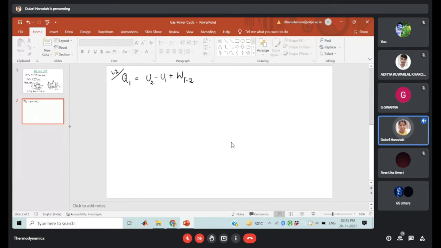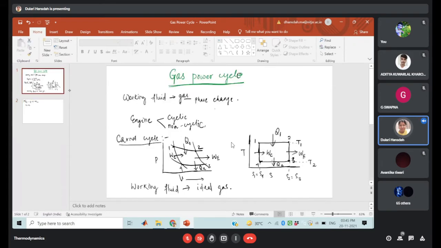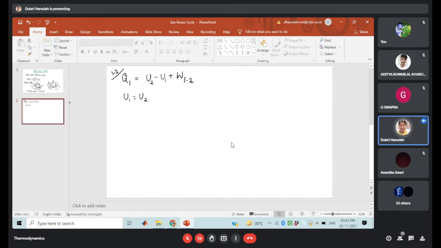So in this case, U2 minus U1, both will be equal, that is U2 equal to U1 for the ideal gas. What is the reason? In this case, your temperature is constant, right? T1 is constant. So temperature is constant means in this case, your internal energy change will be same. So this term will get cancelled, 0, right? So what is remaining in the process, that is your Q1 is equal to your W12. So all of you know that this will be the PdV work. Reversible work means it is the PdV work.